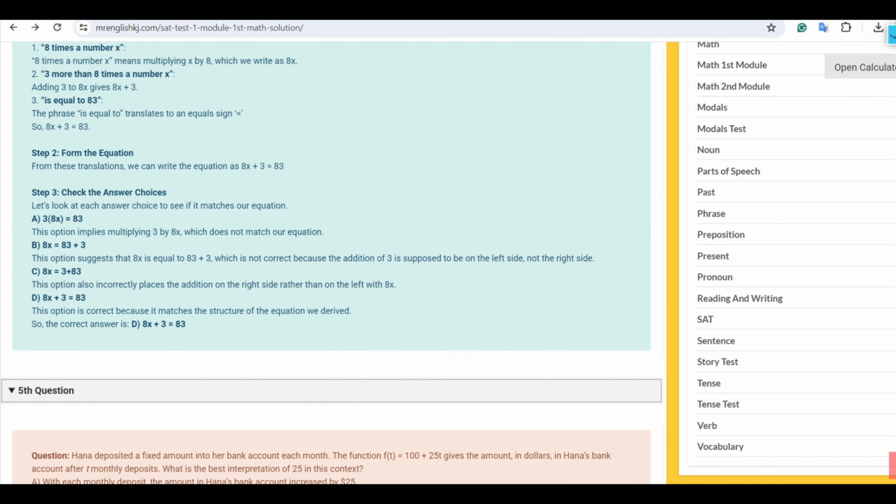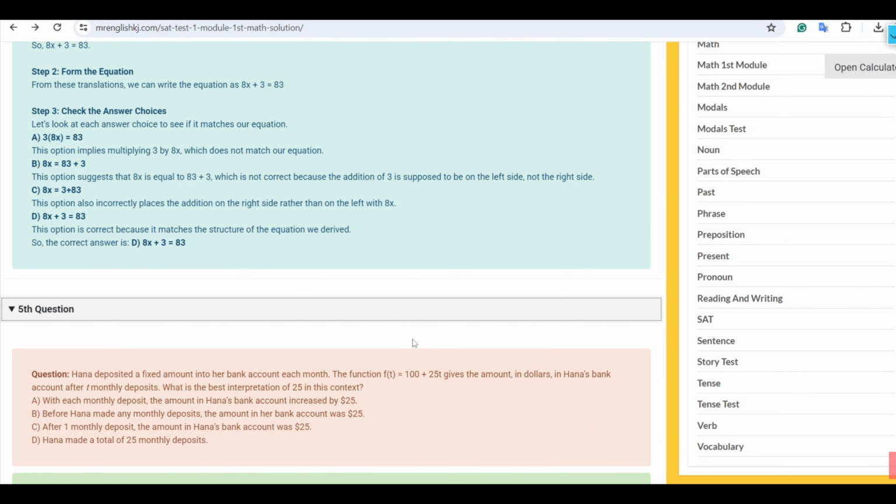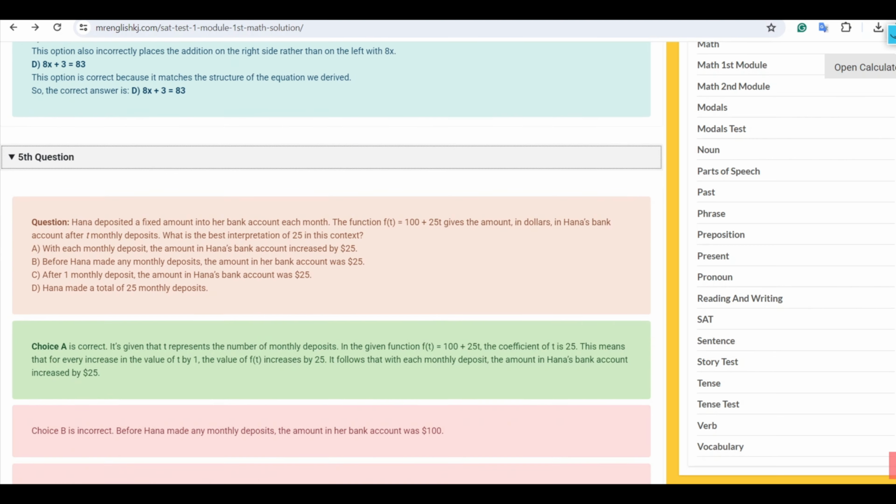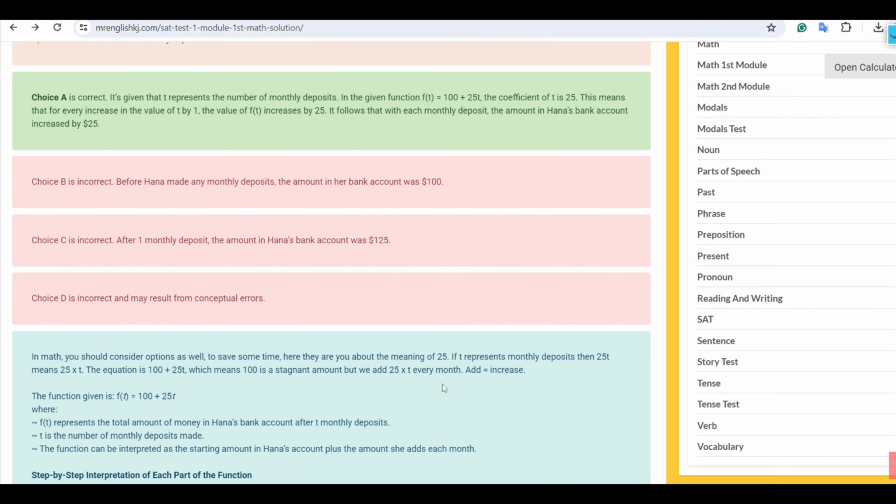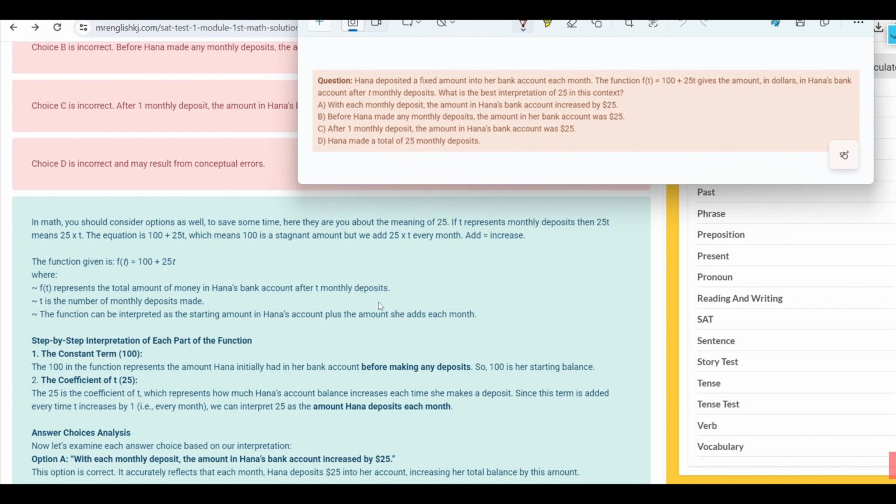Number 5. Might look difficult, but it's number 5. Well, it is difficult compared to 1 to 4, but still. Hannah deposited a fixed amount into her bank account each month. The function f(t) is 100 plus 25t, and gives the total amount in dollars in Hannah's bank account after t monthly deposits. What is the best interpretation of 25 in this context? So we need to find out this 25. That's it. We don't need to solve it. Well, if they tell us to solve it, it might be easier than that, but still, this one is also easy. Let's try to solve this.